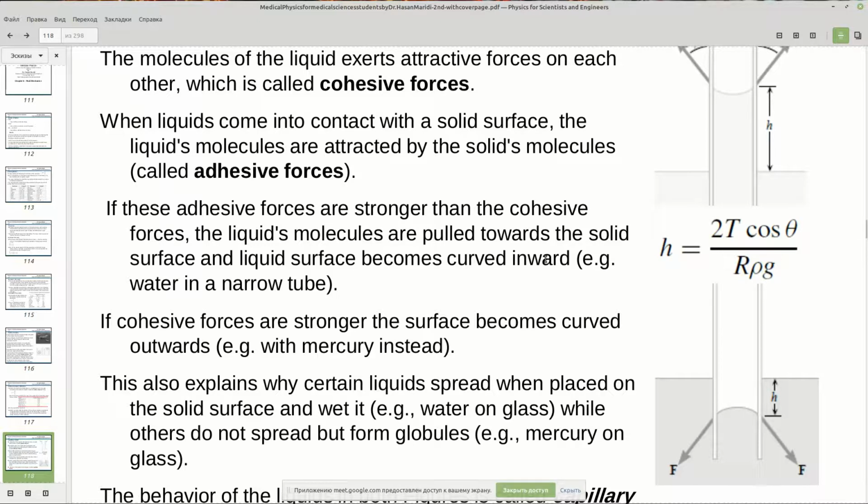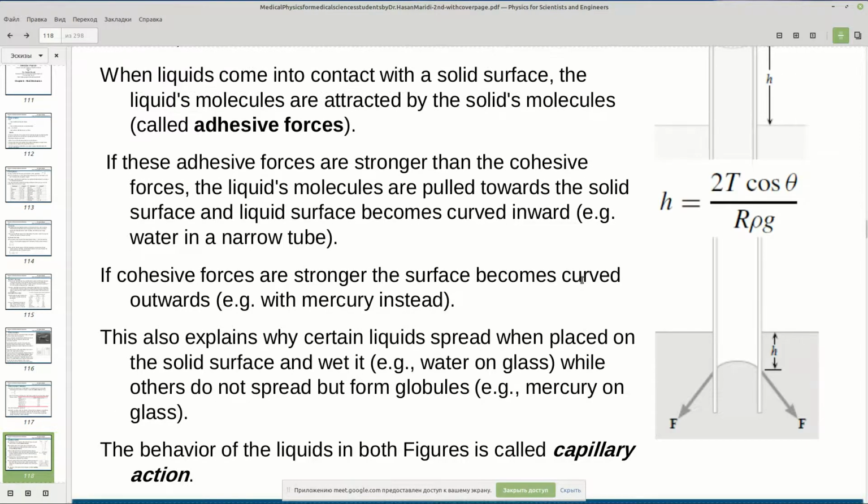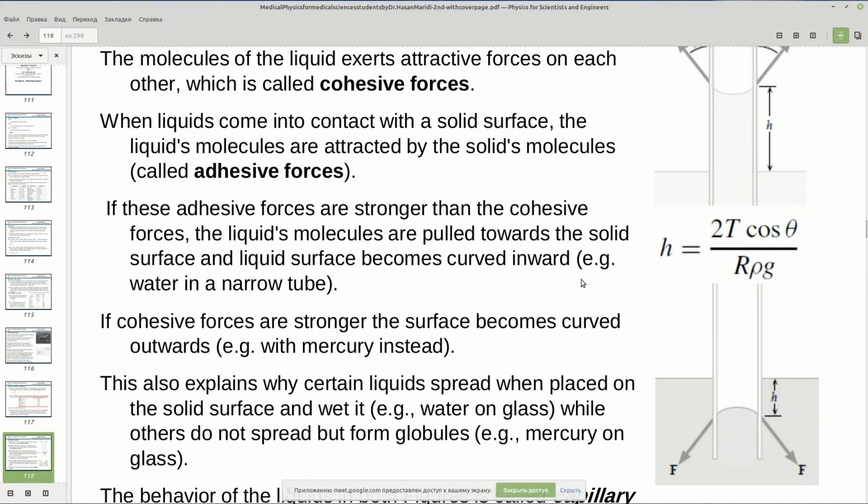This also explains why certain liquids spread when placed on a solid surface and wet it, in other words water on glass, while others do not spread but form globules, for example mercury on glass. The behavior of the liquids in both figures is called capillary action. And here is the formula for this capillary action.